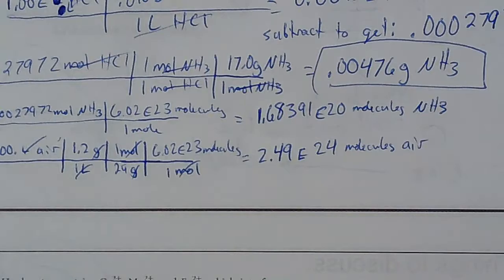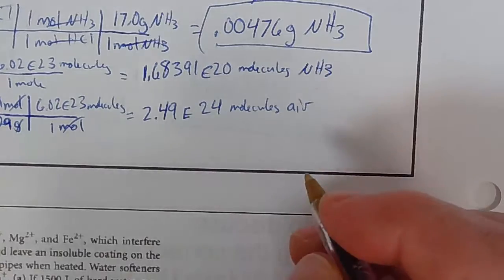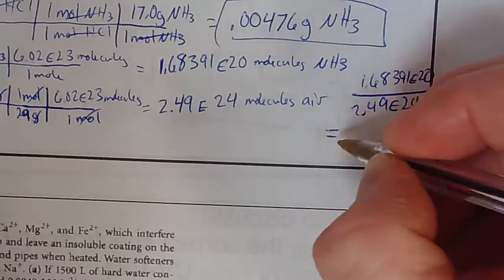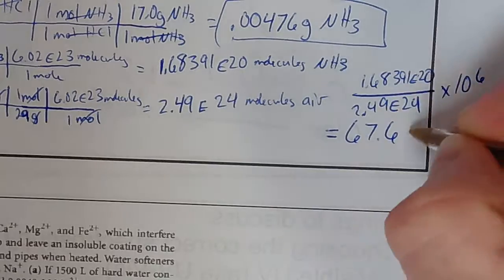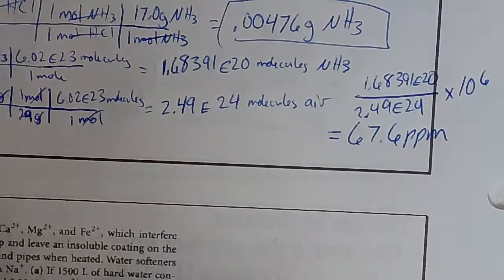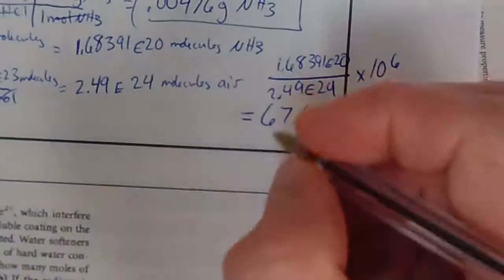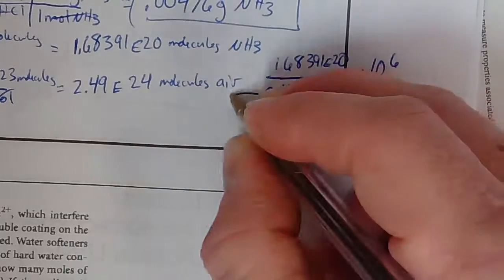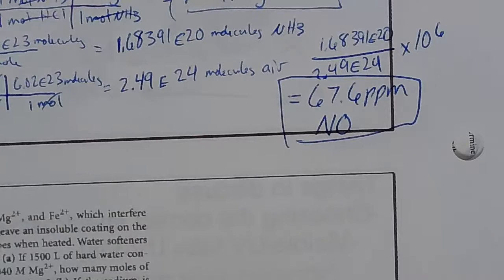Okay. All right, so we're going to take these two, and to do parts per million, you're going to divide them and then multiply them by a million. All right, so when you do that, I came out with like 67.6. All right, and then are we in compliance with the regulations? It said 50 parts per million. We're at 67.6, so the answer is no. We're too high. Yep. Too much ammonia in the air.